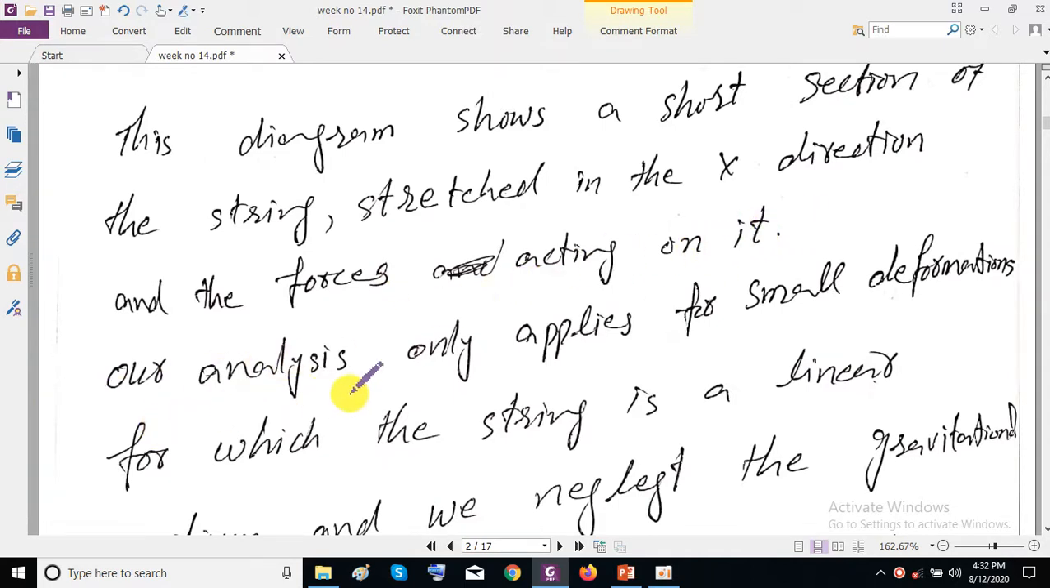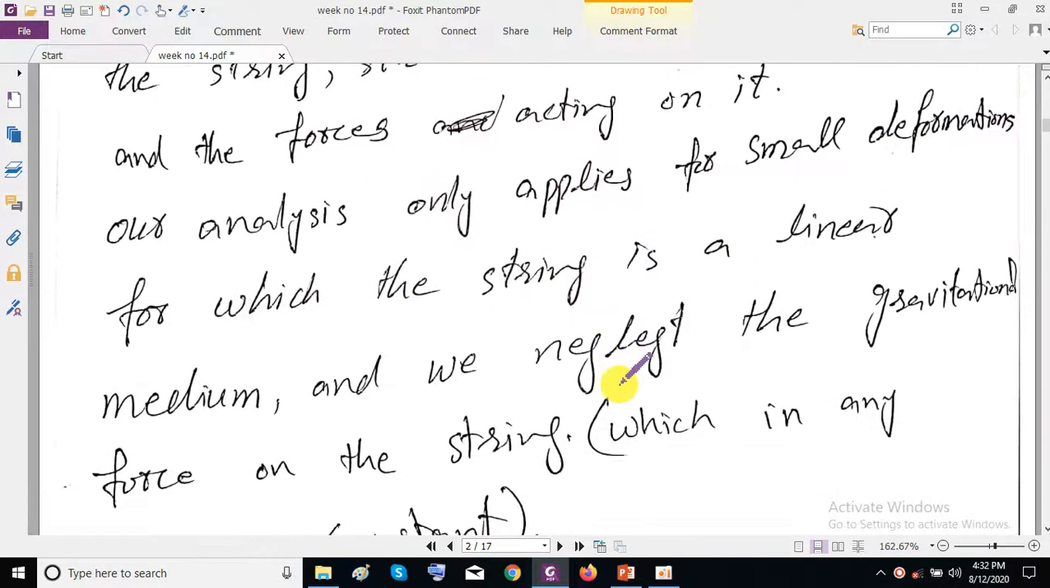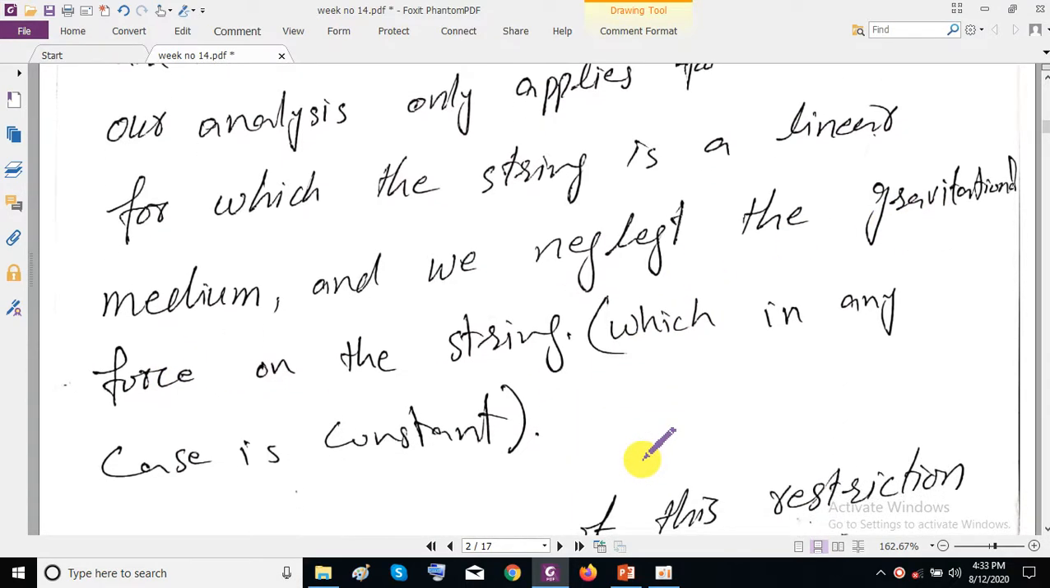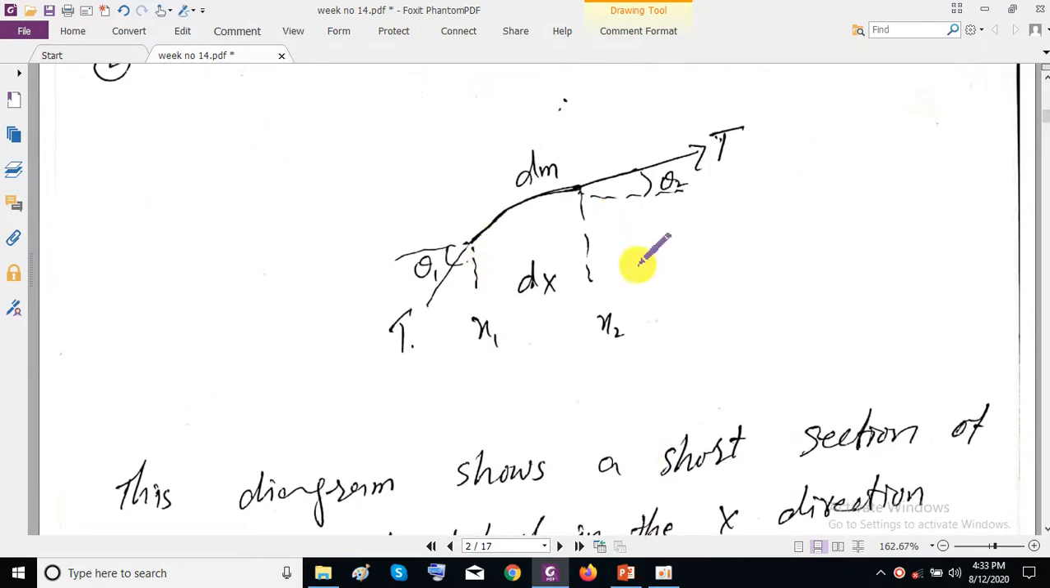Our analysis only applies for small deformation, for which the string is a linear medium. We consider a small portion of a string, so it behaves like a linear medium, and we neglect the gravitational force on the string, which in any case is a constant. In this portion we neglect the gravitational force.